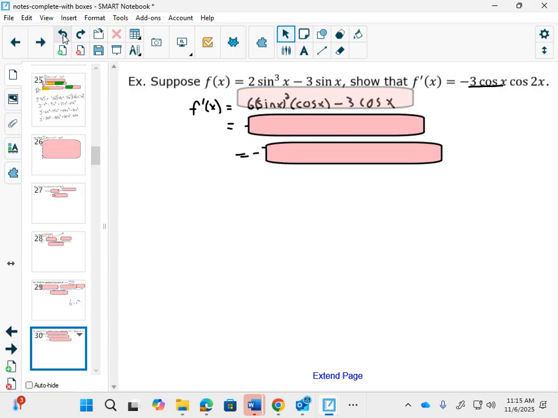So we bring the 3 out in front, keep the inside the same, subtract 1 from the exponent. Multiply by the derivative of the inside, which is cos. Then the derivative of negative 3 sine x would be negative 3 cos x, because the derivative of sine x is positive cos x. And from here, we need to make it look like this.